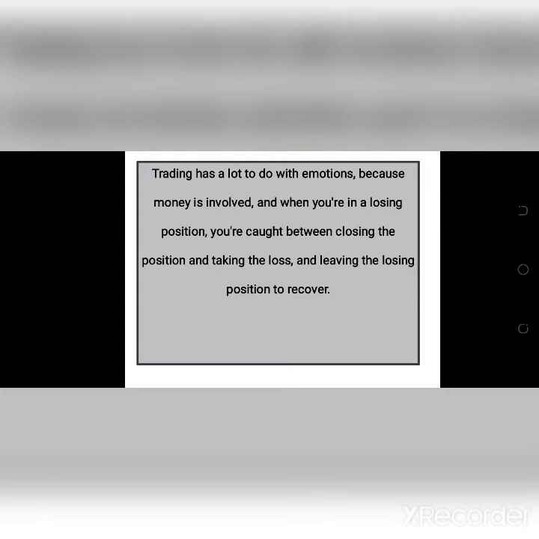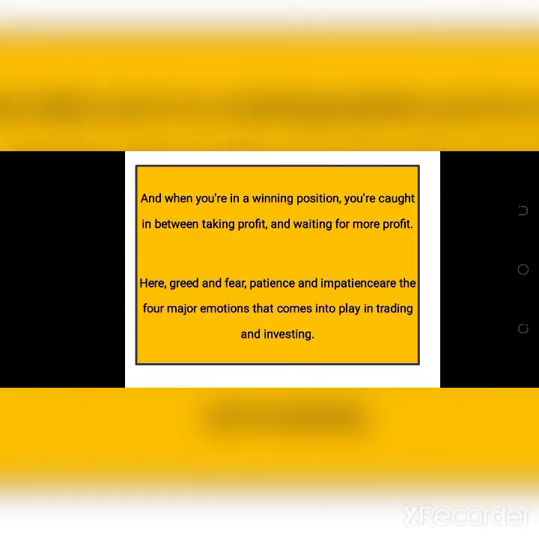Okay, and when you are in a winning position, you are caught in between taking profit and waiting for more profit. Okay, you are in a trade, you've made 50%. Now your greed is telling you, I can still make more, let me wait. I can still make more, let me wait. You might end up losing that 50% you have.